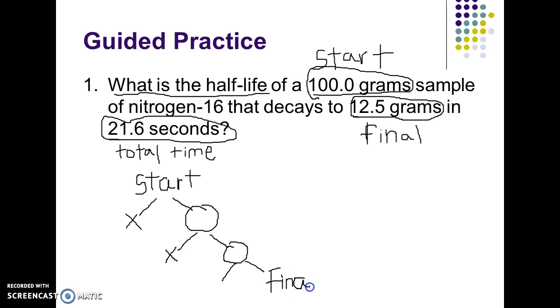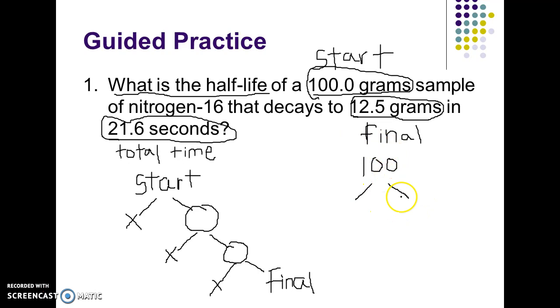Okay, so let's practice doing that with our numbers here. I start with 100 grams, so I'm going to put 100 grams at the top of my tree. Now in this problem it does not tell me how many half-lives I'm going to go through. However, it does tell me that I end with 12.5 grams. So I'm going to split my sample in half until I get to 12.5 grams, meaning I'm going to take this number and divide it by 2 several times until I get to 12.5.